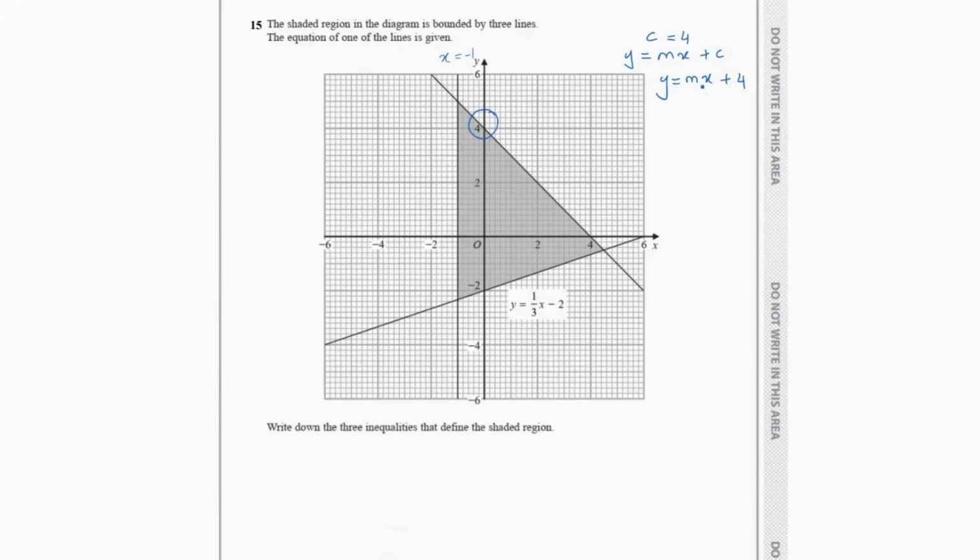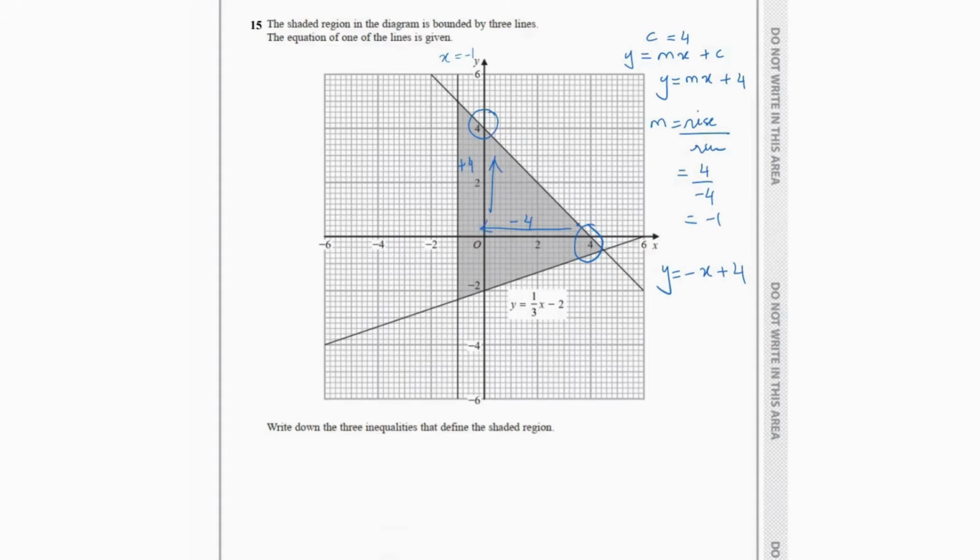We need to find the value of m. To find the value of m, you can pick 2 points. You can pick this and this, and use these 2 points to find the rise over run. So our run is -4 because we're going 4 units to the left, and our rise is +4. So m is rise over run. Rise is +4, run is -4, which shows the gradient to be -1. So y equals -x plus 4 is the equation of this line.